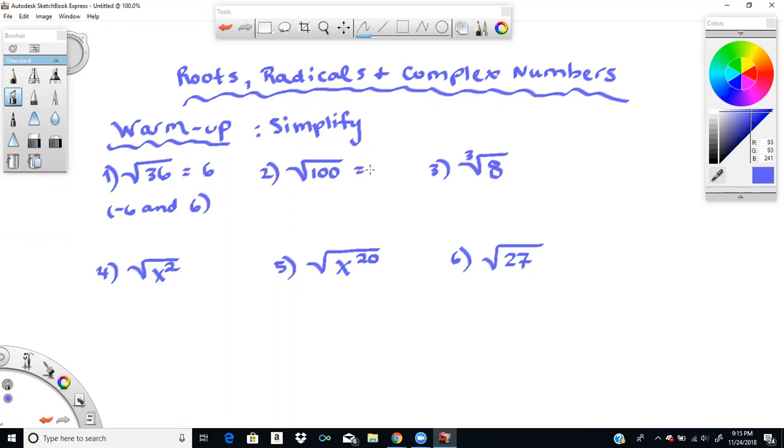The square root of 100 would be 10, because 10 squared gives you 100. Negative 10 squared also gives you 100. So that's dealing with the square root.